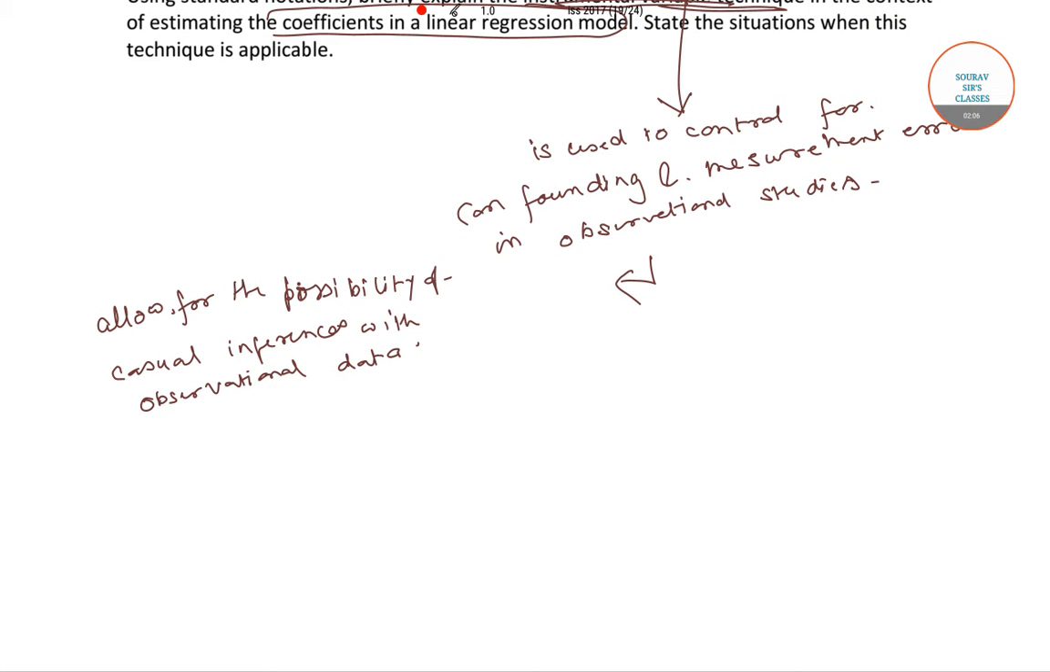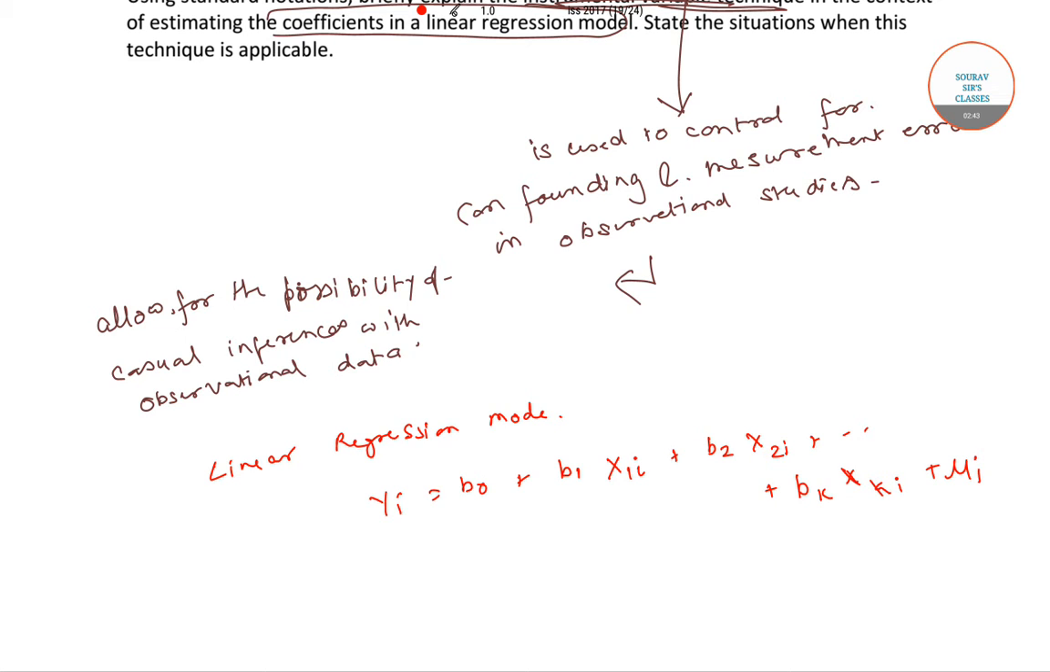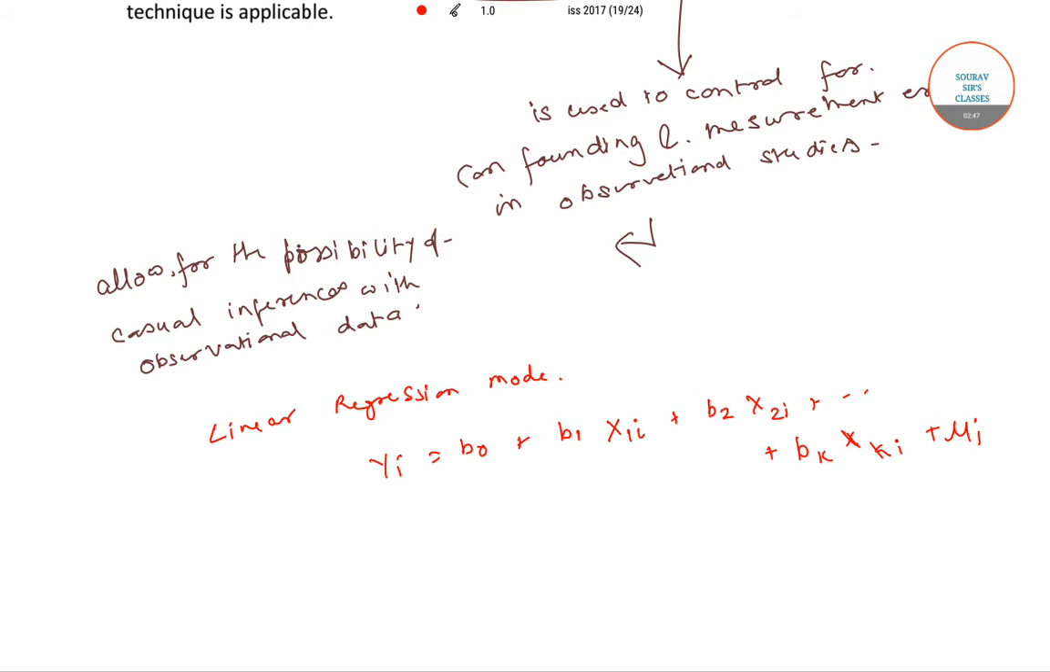Now let us consider a linear regression model as yi equals beta naught plus beta 1 into x1i plus beta 2 into x2i plus so on till plus beta k into xki plus ui, where i goes from 1 to n, where n is the number of observations, that is i equals 1, 2, and so on.